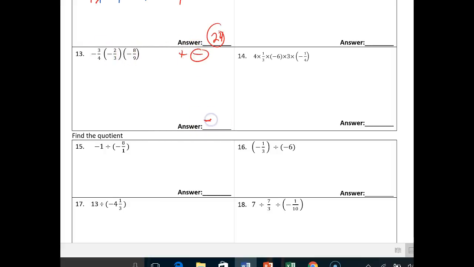So put a negative in my answer column right away. So 3 and 4, I can divide both of those by 2. This becomes a 2, this becomes a 1. 3, 8, nope, nothing else. So now I go ahead and multiply across. 3 times 1 is 3, times 8 is 24.